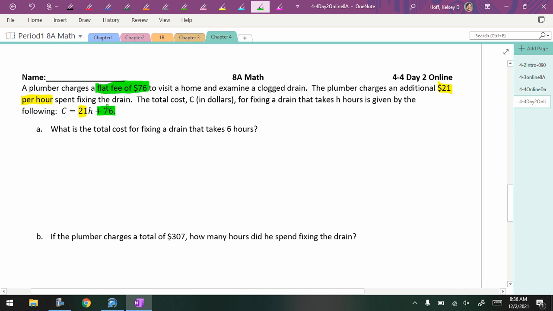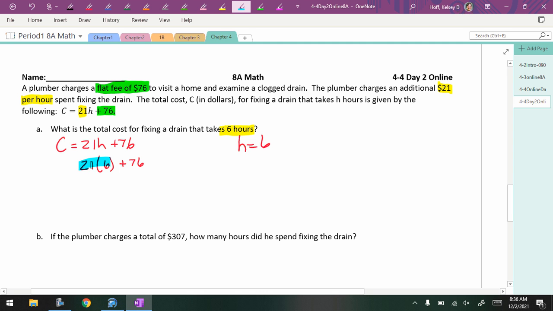Change our, what is 6 really? 6 is our hours, or in other words, in our equation, it's our H, yes? So if we take our equation, C equals 21H plus 76, but replace H with a 6: 21, and then in parentheses 6, plus 76. What do I do first?